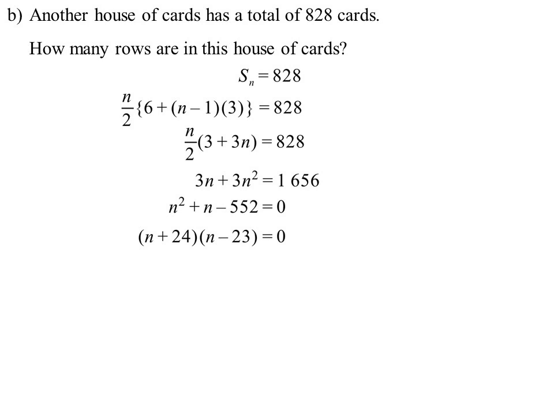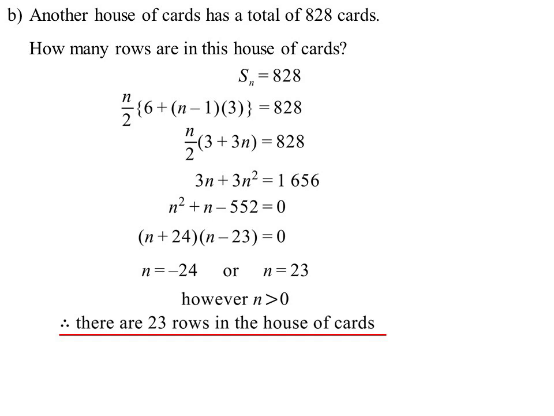You can multiply. 2 possibilities then, negative 24 or 23. Well, one of those doesn't make sense. Remember, this is a practical question here. You're not going to have negative 24 rows. n's got to be greater than 0 for this question. That means we've got 23 rows in our house of cards.